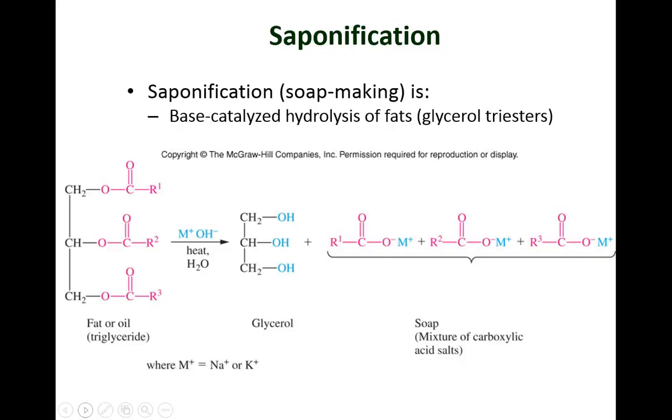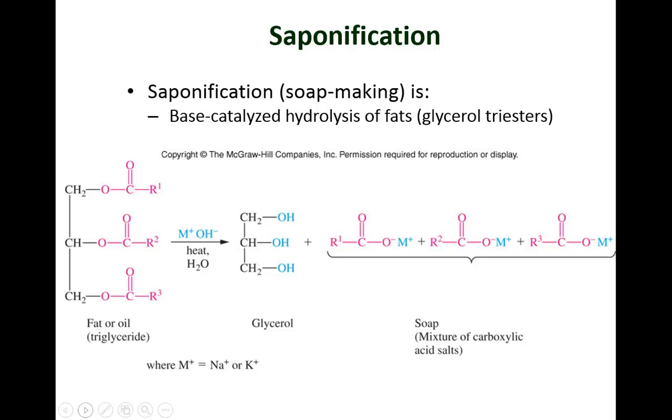All right. This is the most important base catalyzed hydrolysis reaction. This one comes up all the time. You definitely need to know this one. Saponification. Saponification is soap making. That's what it's about. We are going to make soap out of these esters. All right, so where do the esters come from?